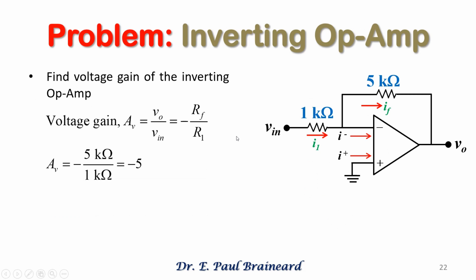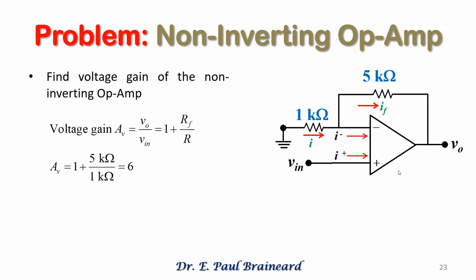Now let us solve a problem, an inverting operational amplifier problem. Let's find the voltage gain of the inverting op-amp. In this particular circuit, R_F is given as 5 kilo ohms and R1 is given as 1 kilo ohm. The voltage gain is A_V equals V0 by V in, which is equal to minus R_F by R1. Therefore, the gain of this operational amplifier is minus 5. The inverting sign represents a phase shift of 180 degrees between input and output waveforms.